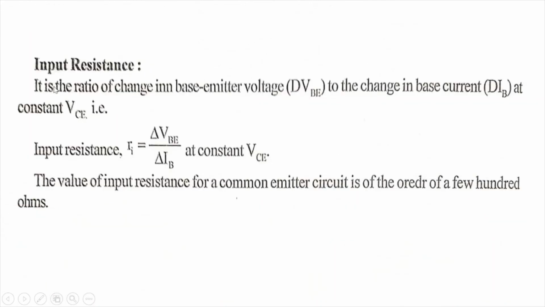Input resistance is the ratio of change in base emitter voltage to the change in base current at constant VCE, that is, input resistance Ri equals delta VBE upon delta IB at constant VCE, and the value of input resistance for a common emitter circuit is of the order of a few hundred ohms.